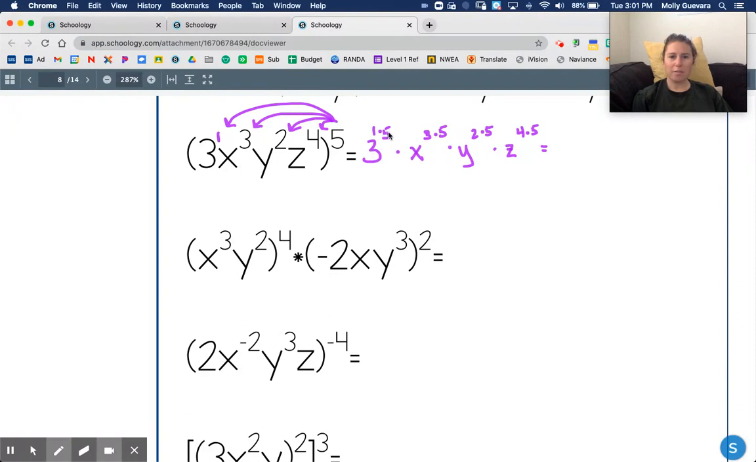3 to the 5th is 3 times 3 times 3 times 3, 5 times, right? That's 243. And then 3 times 5 is 15, so this is x to the 15. 2 times 5 is 10, so y to the 10th. And then 4 times 5 is 20, so z to the 20.